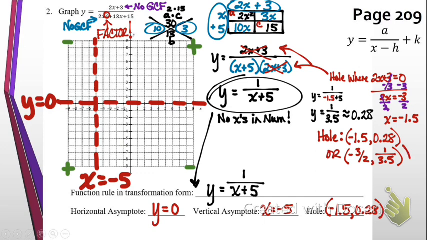Is 0.28 very big? No. Is it positive or negative? Positive. Okay, so I'm going to go to my x-axis. It says negative 1.5. That's in between what two numbers? In between negative 1 and negative 2. And then we have a positive number. So the hole is right here, somewhere in between negative 1 and negative 2, above the x-axis.